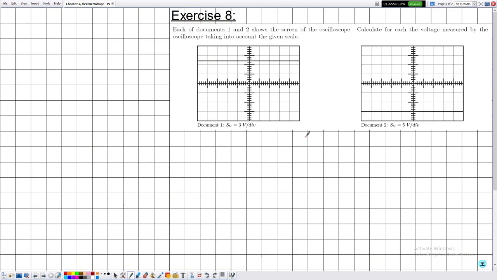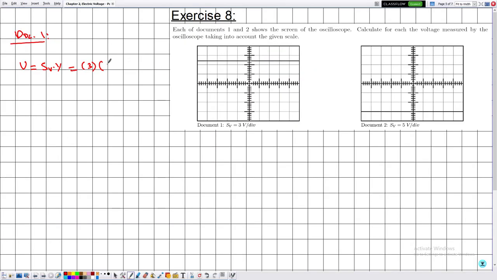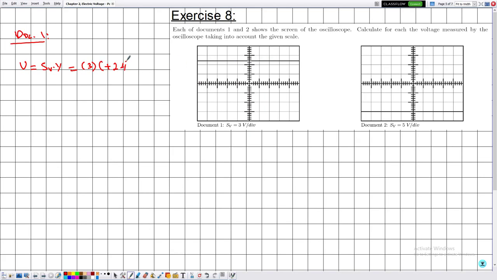Then exercise number 8. They are telling me each of documents 1 and 2 shows the screen of the oscilloscope. Calculate for each the voltage measured by the oscilloscope, taking into account the given scale. So let's start by document 1. Then first, always in physics, we need to write the formula that we are using, which is U is equal to SV multiplied by Y. Notice that for document 1, the scale is given by 3. And notice that in this case, the luminous line is displaced upward, so it's positive. What about the number of divisions? So this is 1, 2. This is 2.2. And this is 2.4. Then the luminous line is displaced 2.4 divisions upward.